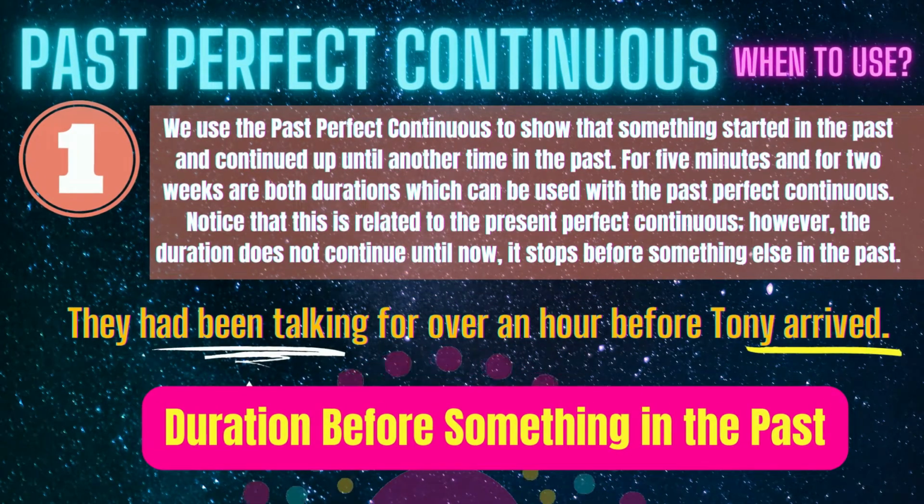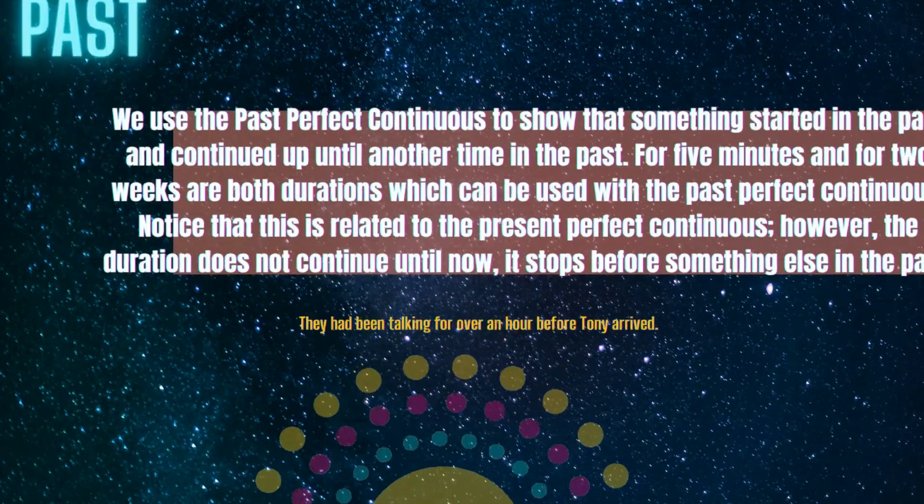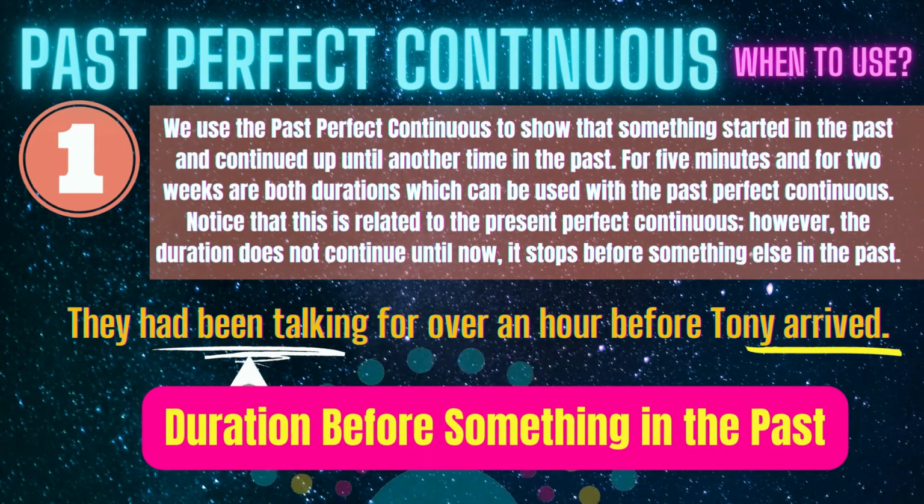Now we use the past perfect continuous to show that something started in the past and continued up until another time in the past. For 5 minutes and for 2 weeks are both durations which can be used with the past perfect continuous. Notice that this is related to the present perfect continuous. However, the duration does not continue until now. It stops before something else in the past. Just like in the following example, they had been talking for over an hour before Tony arrived.